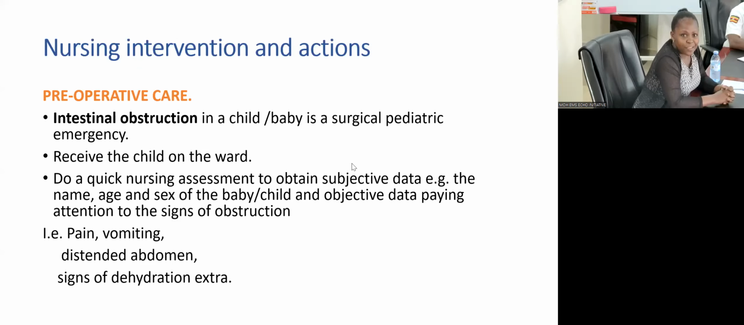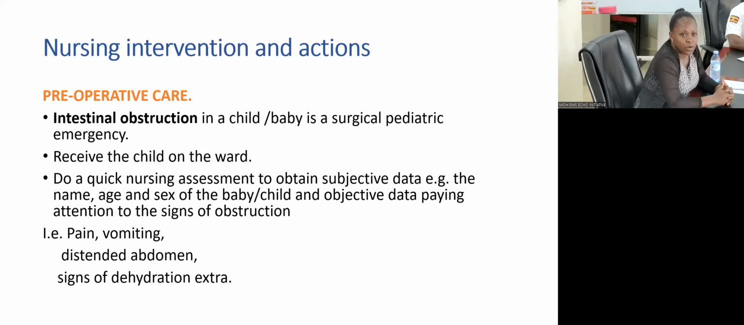Okay, nursing interventions and actions. I didn't want to focus so much specifically on intussusception, the reason being that intestinal obstruction, regardless of the cause, remains an emergency. So whether it is due to intussusception or any other cause, as long as it is intestinal obstruction, it is a surgical pediatric emergency. You receive the child on the ward.